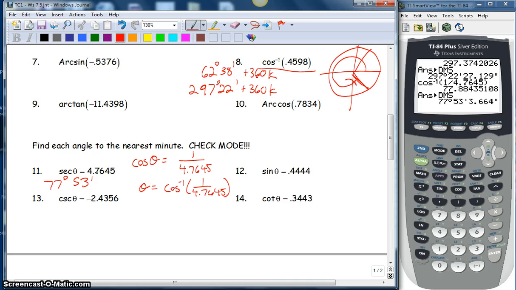Okay, now I'm going to move on because this one is straight up sine inverse. These you have to turn into trig functions we know how to use.